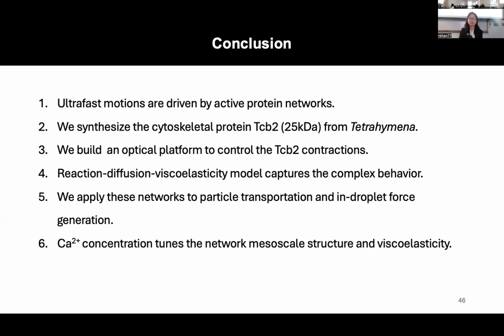The fourth is that they show a lot of really complex behavior, but with just reaction diffusion linked to the viscoelasticity model, they can recapture all this complex behavior already. It gives us a great model to continue our study. The fifth is that we can use this network to transport particles in a programmed way, and it also shows potential to be used in droplets to generate force. And the last one is that the calcium concentration will change the network's structure and viscoelasticity.